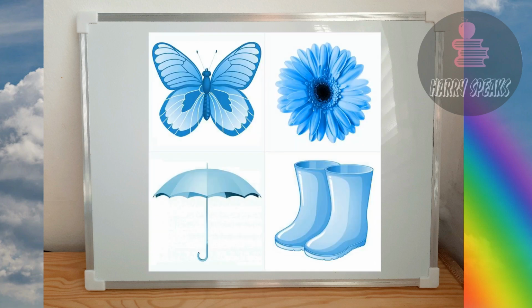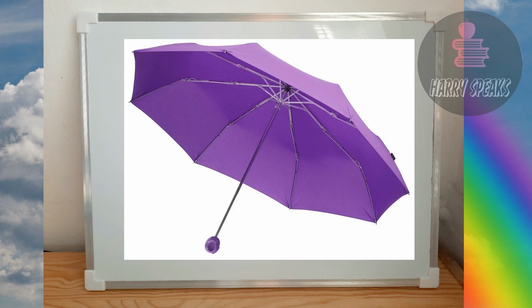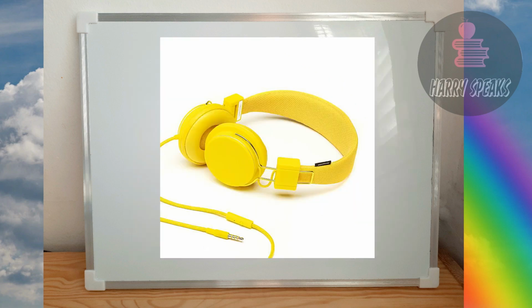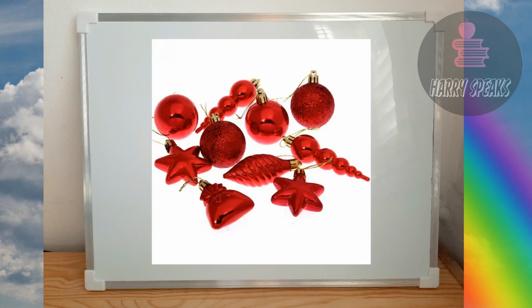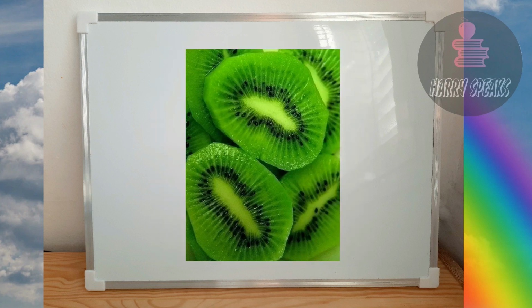Violet. What is this color? Cyan. What is this color? Violet. What is this color? Yellow. What is this color? Blue. What is this color? Red. What is this color? Green.